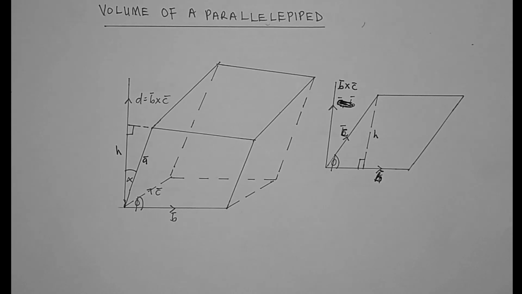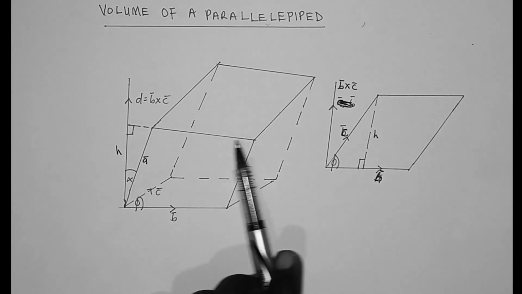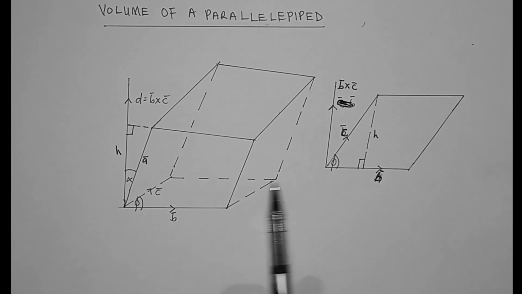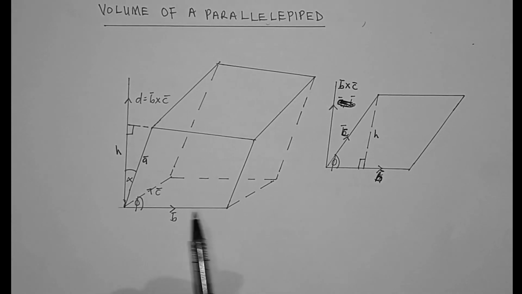In this video, we are going to find the volume of a parallelepiped. A parallelepiped is a parallelogram that has been joined together to form a solid figure. So, if you check this, you see that every side of the parallelepiped has been slanted. So, what is the volume?